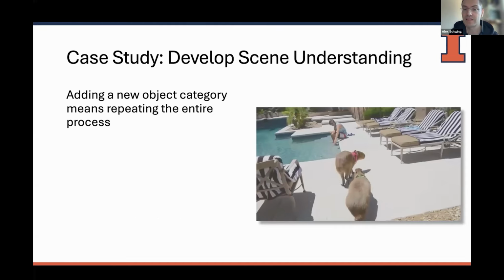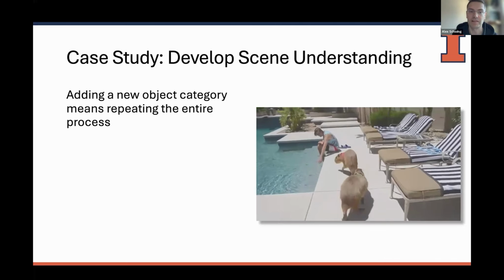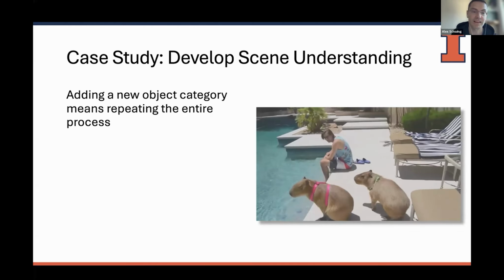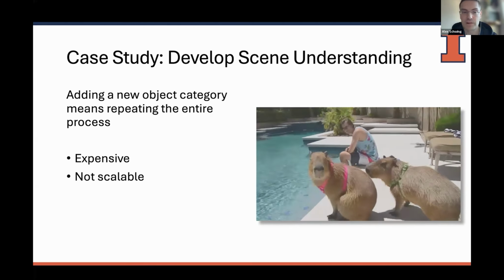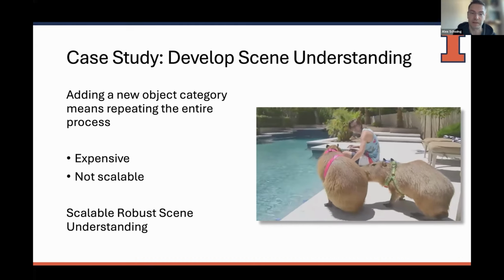And then someone comes around and says, well, now I don't care about pigs anymore. How about these nice capybaras here? And you're going to sigh and say, okay, well, same thing again, repeat. So the point I'm trying to make here is, the whole process is expensive. It's not scalable. Can we do something better than that?